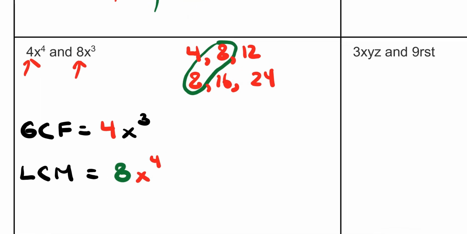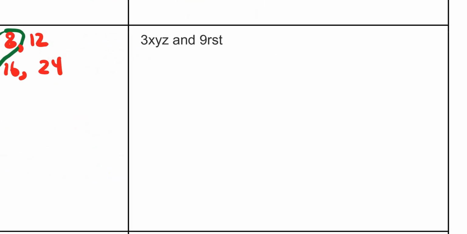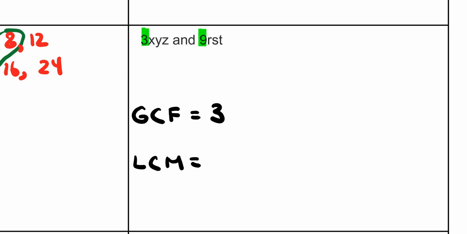Okay, let's keep on going along. GCF here. The biggest number that divides into 3 and 9, well, that's going to be 3. 3 is the biggest number that divides both 3 and 9. It turns out that there's no common variables, so that's it for the GCF. For the least common multiple, what's the first multiple between 3 and 9? Well, the first multiple that comes between those two numbers is going to be 9.